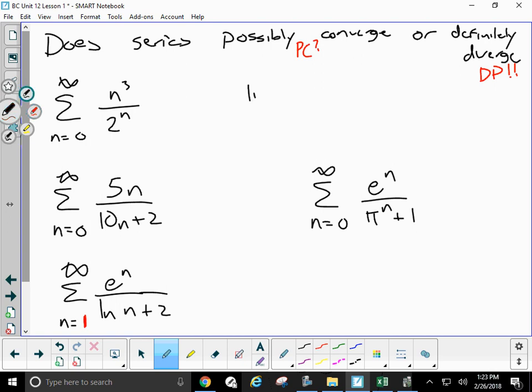I'm looking at the limit as n approaches infinity of the terms. The terms are n cubed over 2 to the n. I know 2 to the n is growing faster than n cubed, so this is approaching 0. So my terms that I'm adding together are getting smaller and smaller, so that's good. It doesn't mean the series definitely converges. It just means the series possibly converges, because the terms get smaller and smaller, approaching 0.